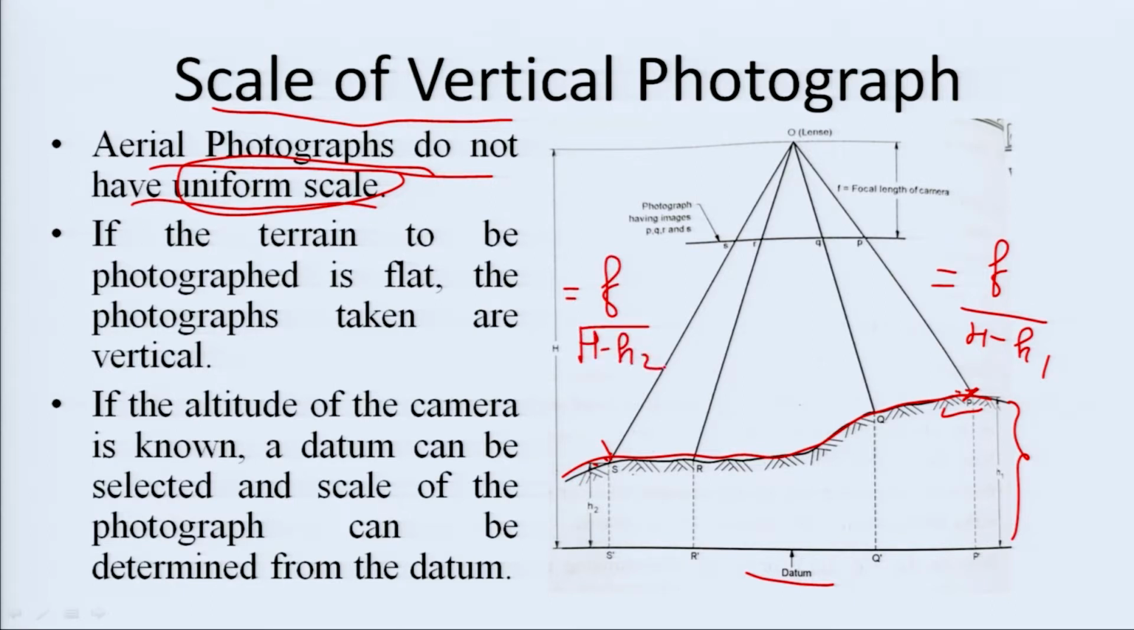Now, moving forward, we know that if the terrain to be photographed is flat, the photographic scale can be taken as vertical, and if the altitude of the camera is known, that is, the datum can be selected and the scale of a photograph can be determined from the datum.